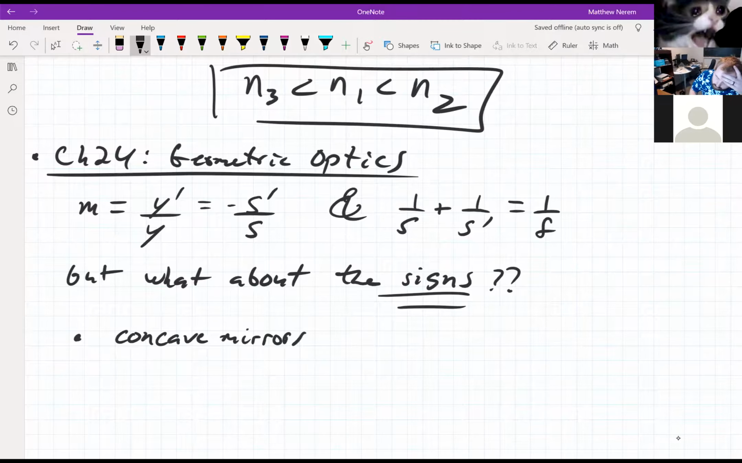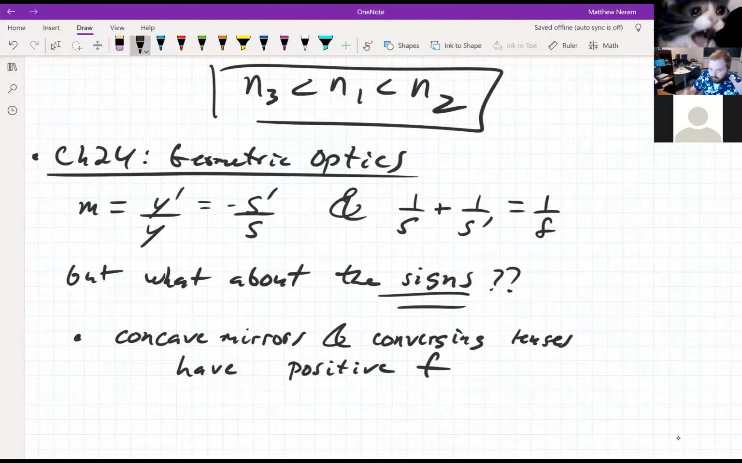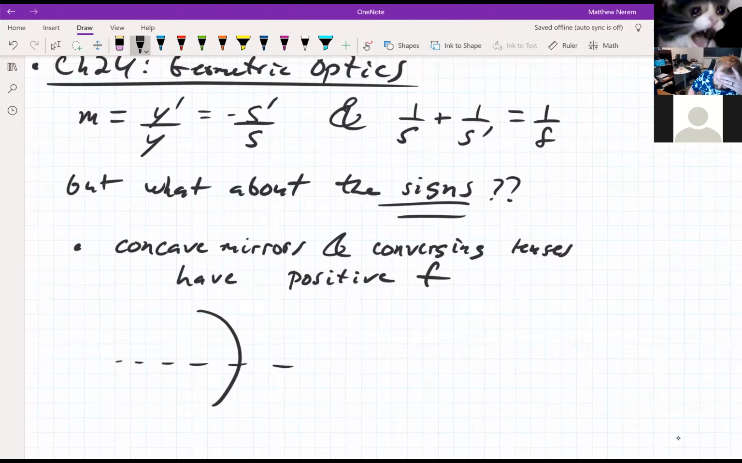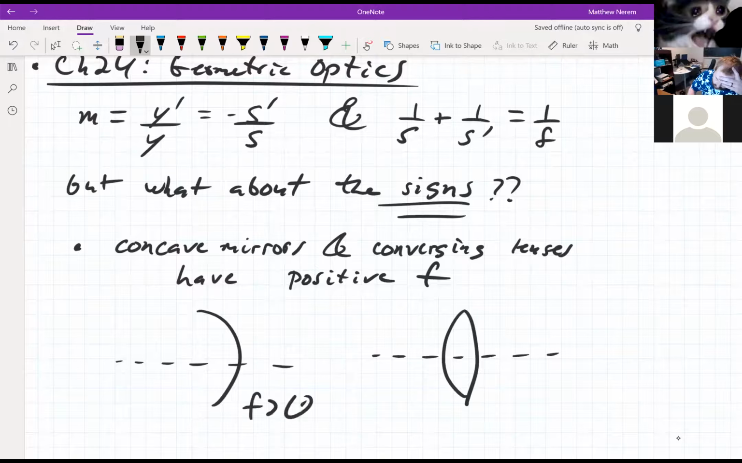Concave mirrors and converging lenses have positive F, focal length, for the mirror and the converging lens. F is positive for those guys. Take that as like a definition, a mathematical definition.